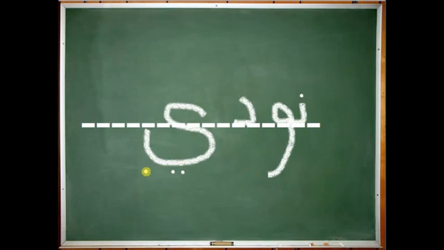Nudi. Okay, noon connects to the wow because the noon is a connector. The wow doesn't connect to any letter after it because it's not a connector. The daal also doesn't connect to any letter after it because it's not a connector. And that's why the ya here is in its standard form, because it couldn't have been connected to by the daal, because the daal is not a connector.